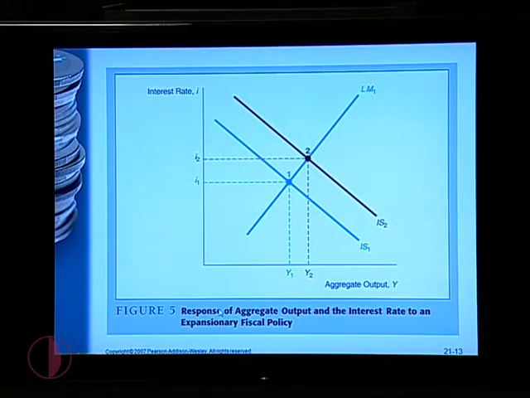Here we are trying to check the response of aggregate output and the interest rate to an expansionary fiscal policy. Aggregate output and interest rate are plotted here. This was our point 1, with initial I1 and Y1. But as a result of the expansionary fiscal policy, from point 1 to point 2, the IS curve shifts from IS1 to IS2.